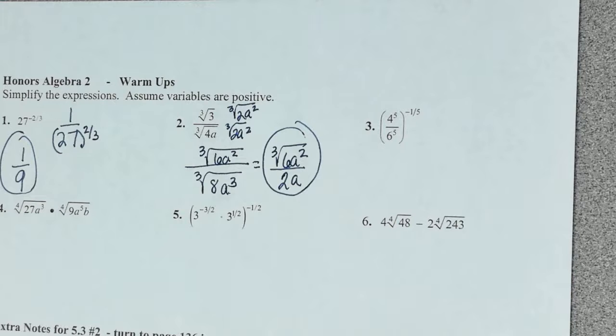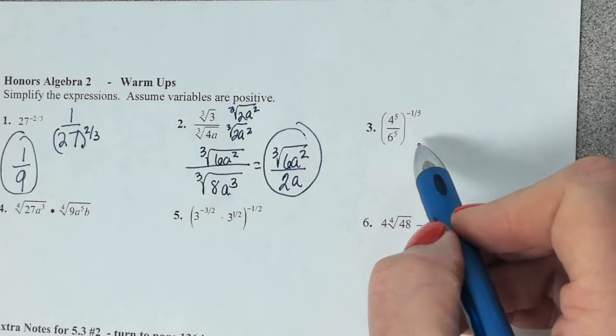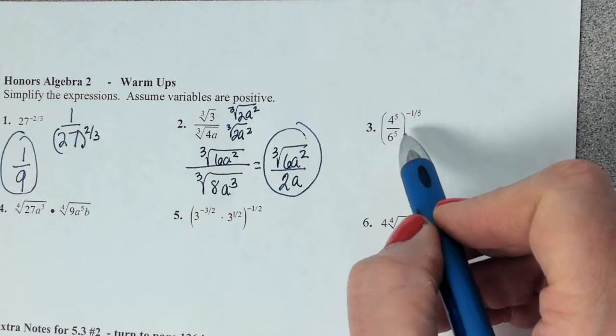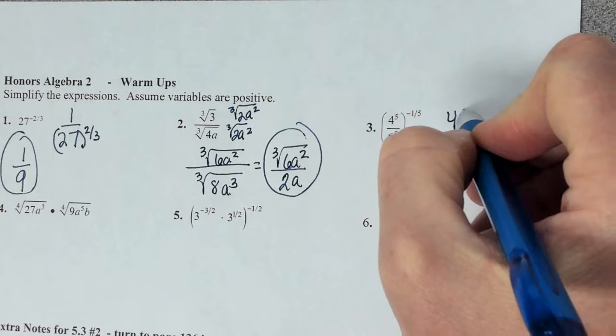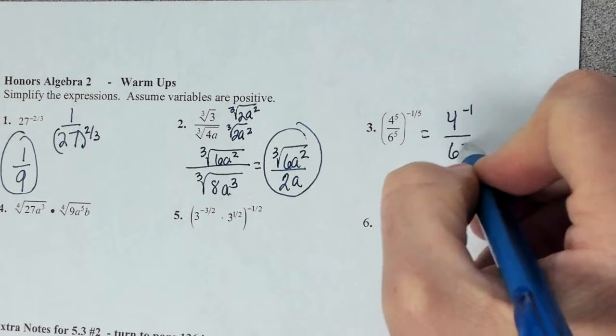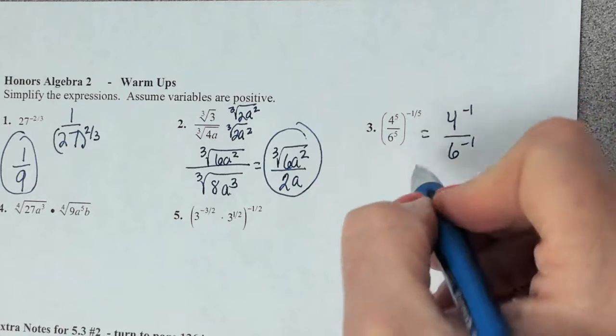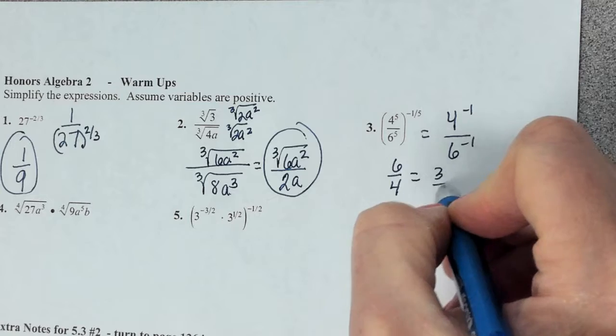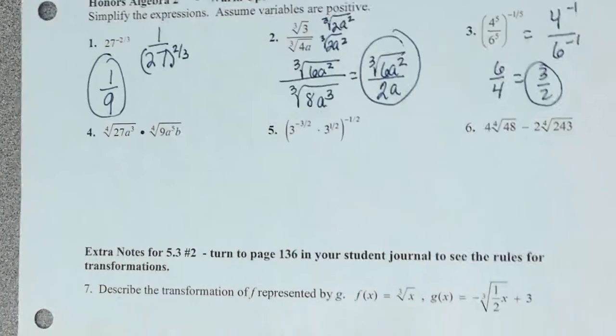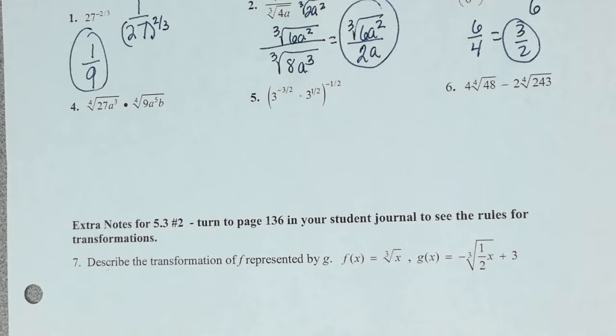Okay, what about number 3? Ando, can you tell me what you did first? Well, first I multiplied the exponents by the negative 1/3, so you get 4 to the negative 1/3 and 6 to the negative 1/3. Good, now what? The negatives, you switch them, so it's 6 over 4. Excellent.